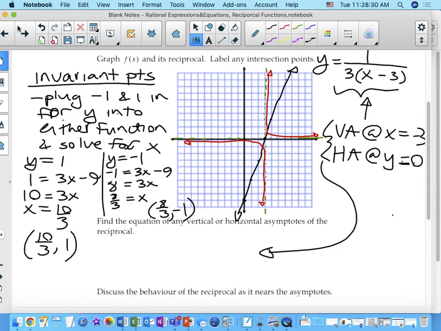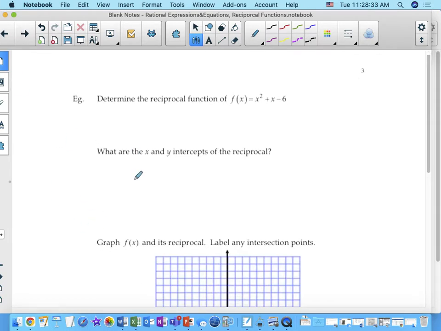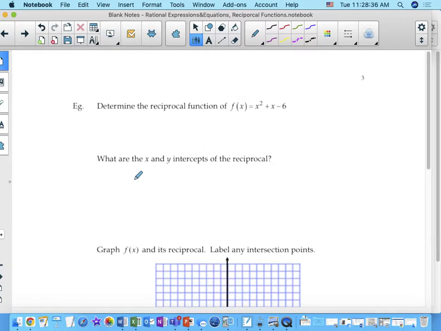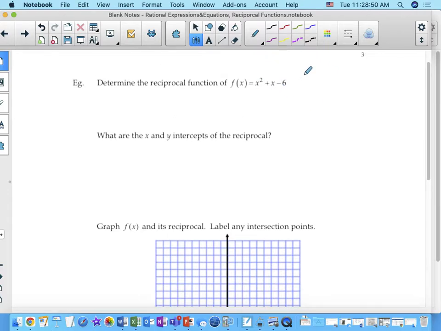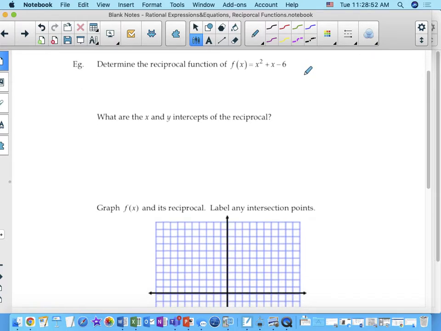Okay, so this next guy is a quadratic. All right, so determine the reciprocal function of f of x equals x squared plus x minus 6. Okay, so we've got this function y equals x squared plus x minus 6, and then the reciprocal would be 1 over f of x, which is y equals 1 over x squared plus x minus 6.